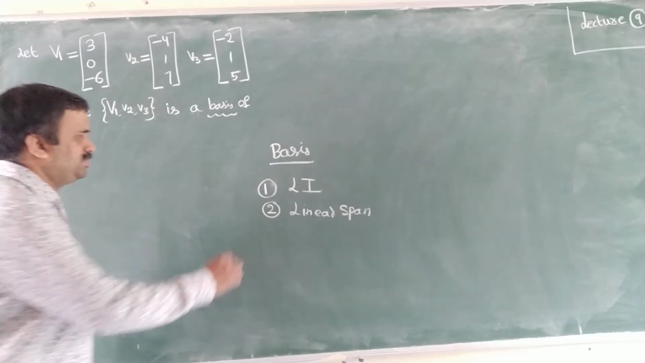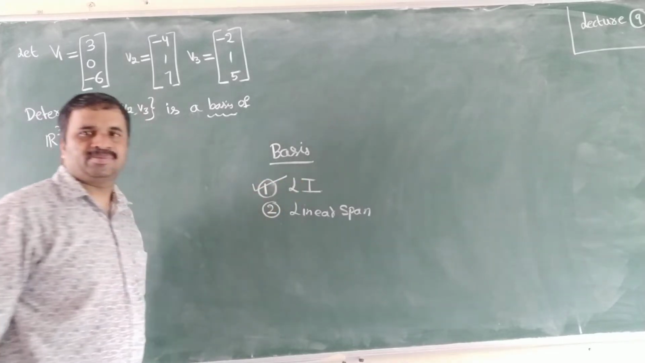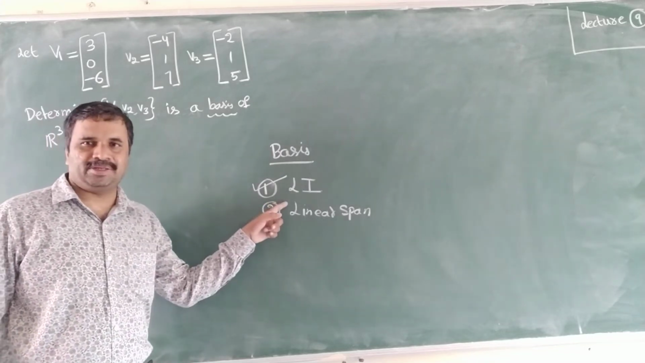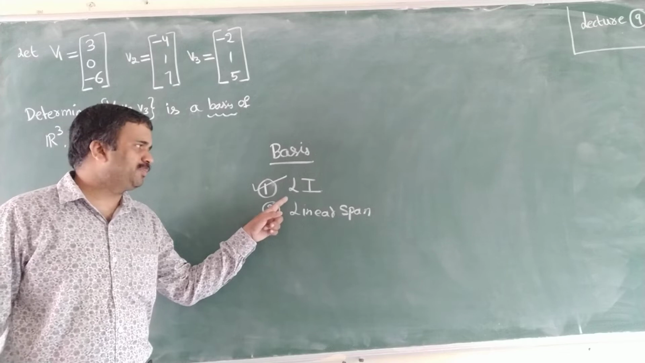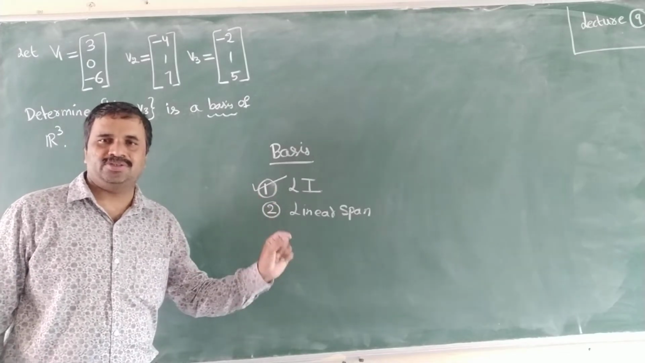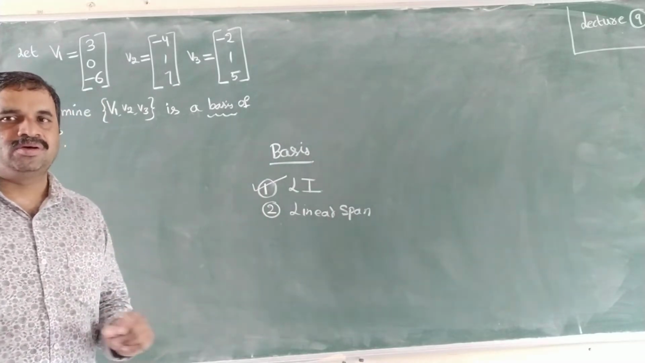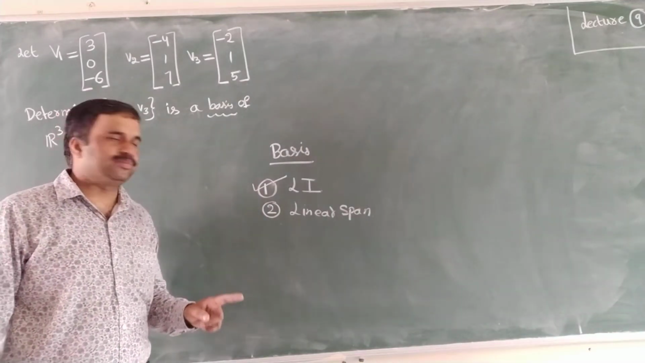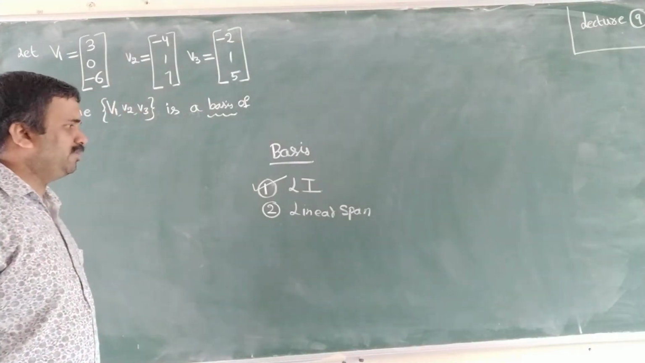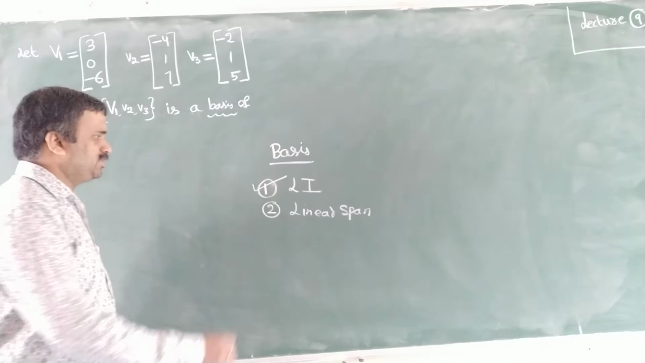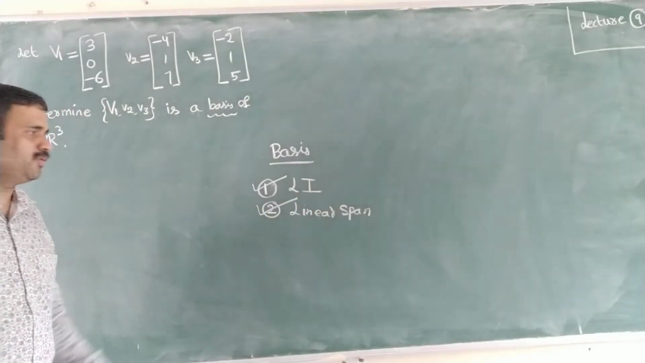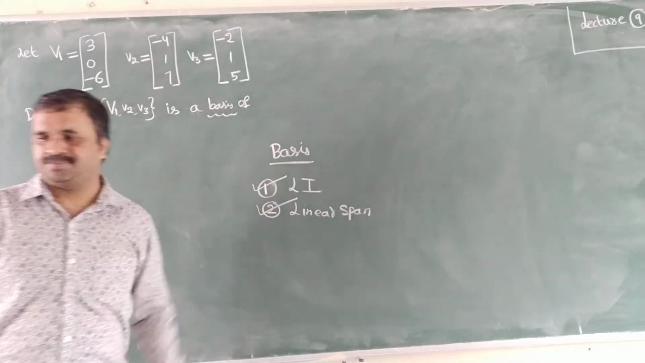In the last class, we already proved the given vectors are linearly independent. C1 equal to 0, C2 equal to 0, C3 is also 0. All coefficients are equal to 0, so simply we can say the vectors are linearly independent. Today in our class, we are going to discuss how to prove linear span.